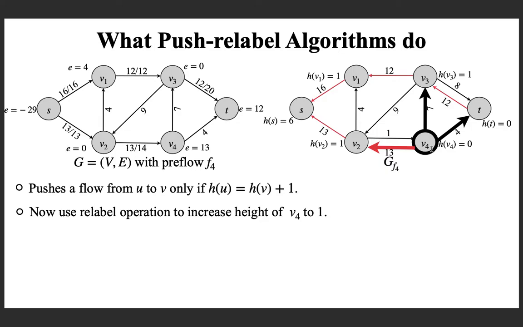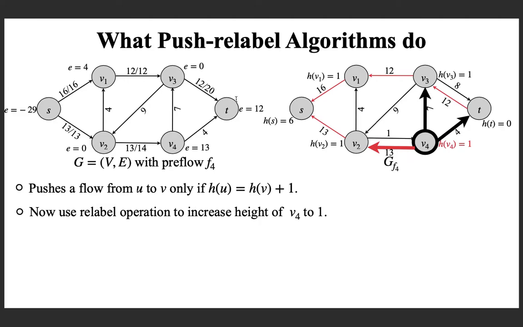Actually you can increase it to 1 more than the height of the neighboring vertex having the lowest height. Here 0, 1 and 1 are the heights of the neighboring vertices. You select the minimum height vertex, which is T, and make this height 1 more than that. That is exactly what the algorithm is doing. So the height of V4 is now 1, which enables a discharging or pushing operation along this conduit. You do it, now you have 13 excess flow here.